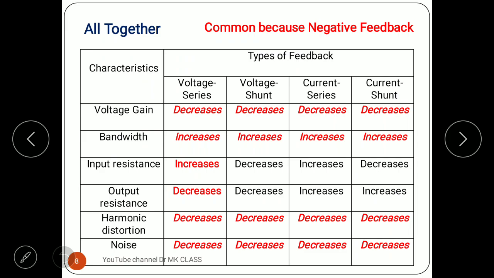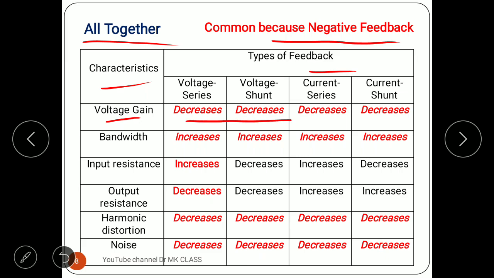So altogether, I made one table here. So characteristics we will study, and types of feedback, depending on that we will study. So first one is voltage gain. So all decrease. Why it decreases is, voltage gain decrease is common for all negative feedback. So whatever I have written as decreases, it is common for a negative feedback amplifier. If you take an amplifier with negative feedback, all of it will decrease automatically, so no need to remember here.